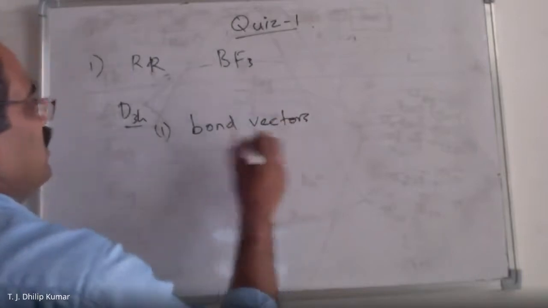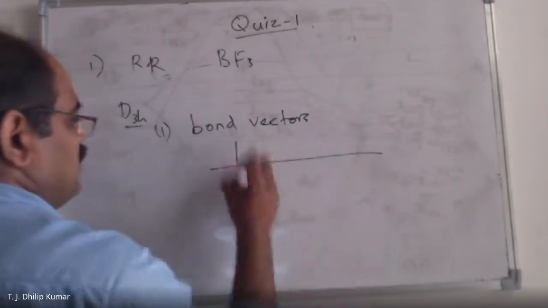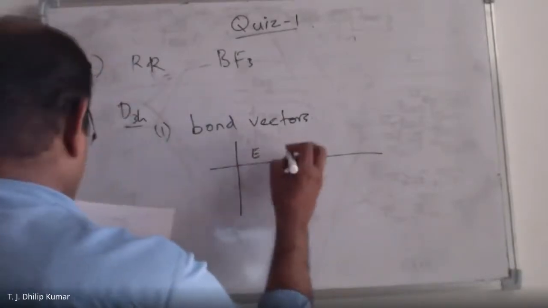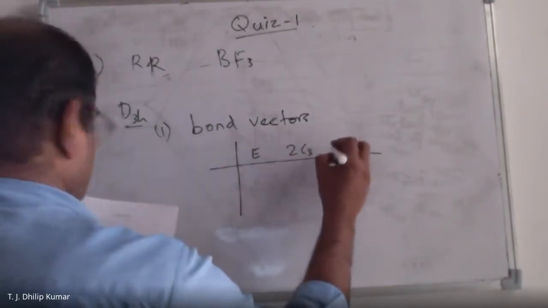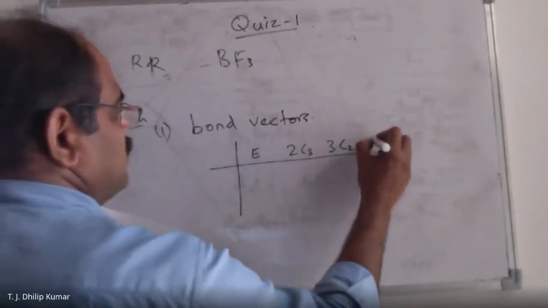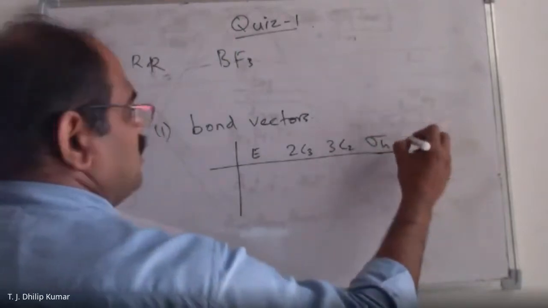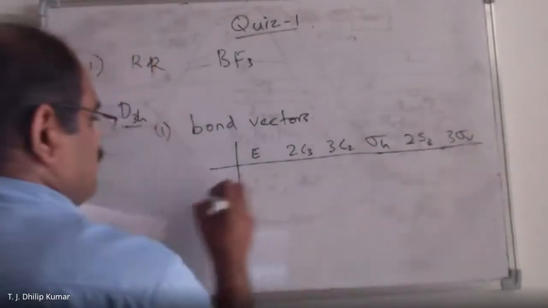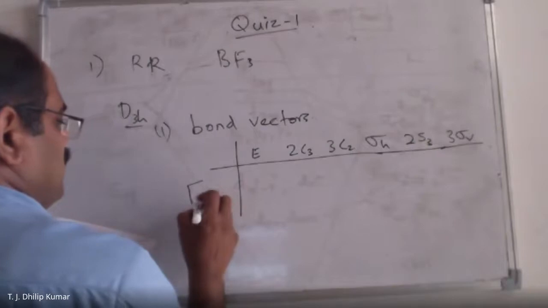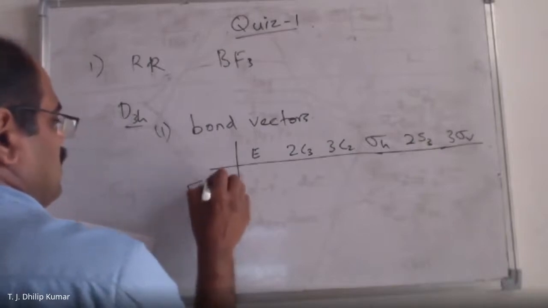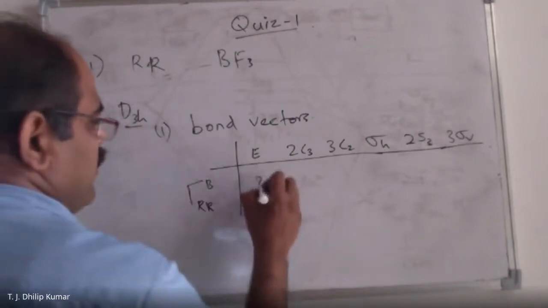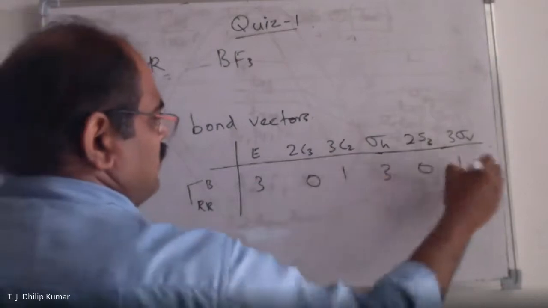If you write out the D3h point group, it has E, 2C3, 3C2, sigma h, 2S3, and 3 sigma v. So gamma of the bonds is 3, 0, 1, 3, 0, 1. Everybody, or most of us, got this. It's 3, 0, 1, 3, 0, 1.